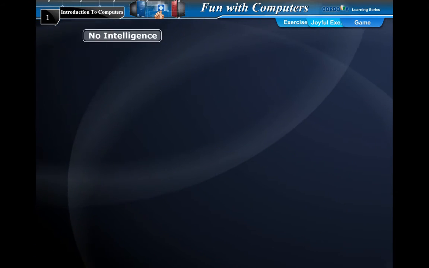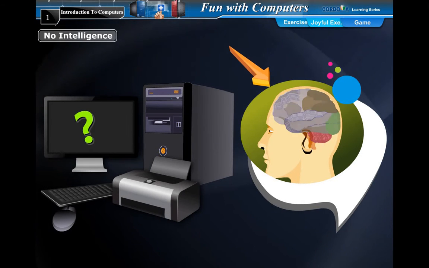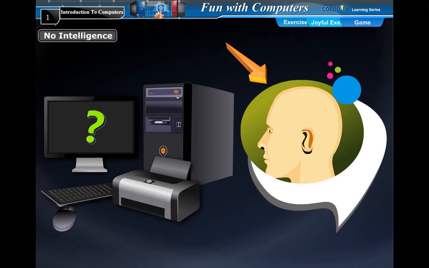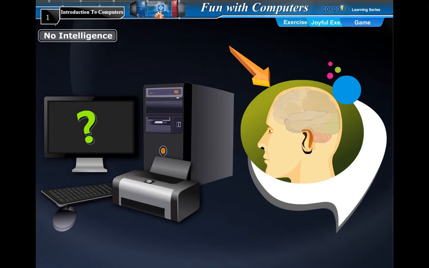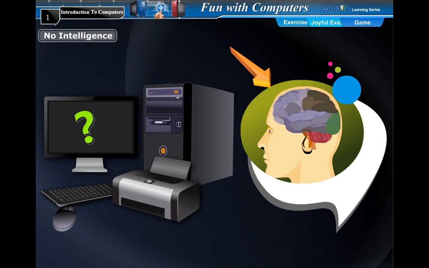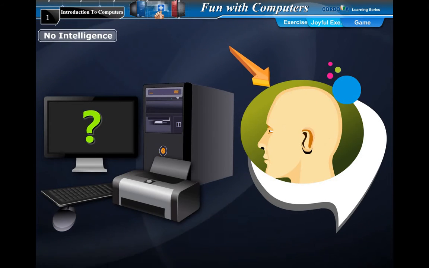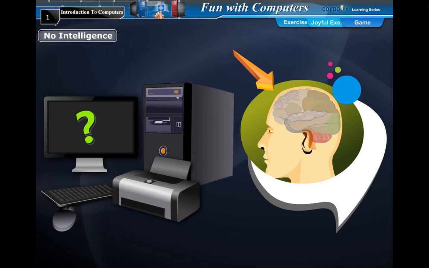No intelligence. A computer is a machine. It possesses no intelligence of its own. It is dependent on the user for performing a task. It cannot take its own decision. Everything must be given as a set of instructions. It does only what it is told to do.